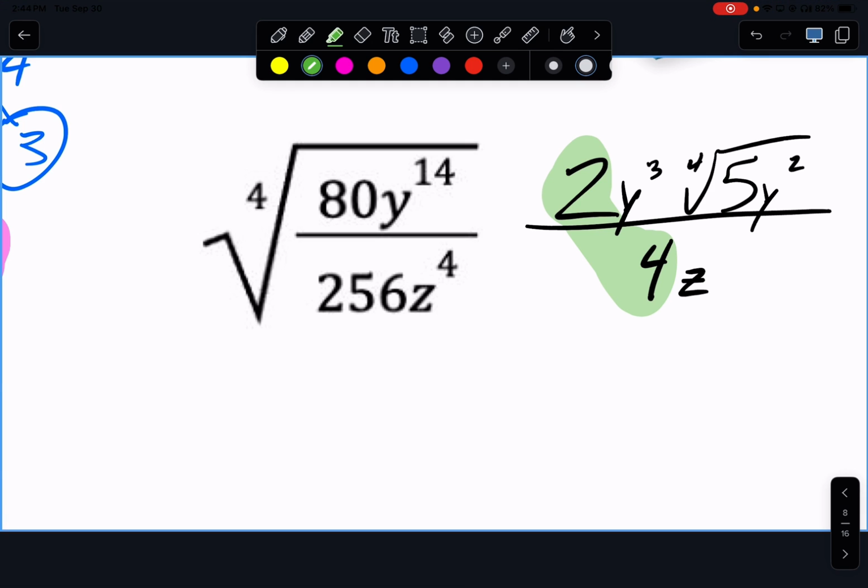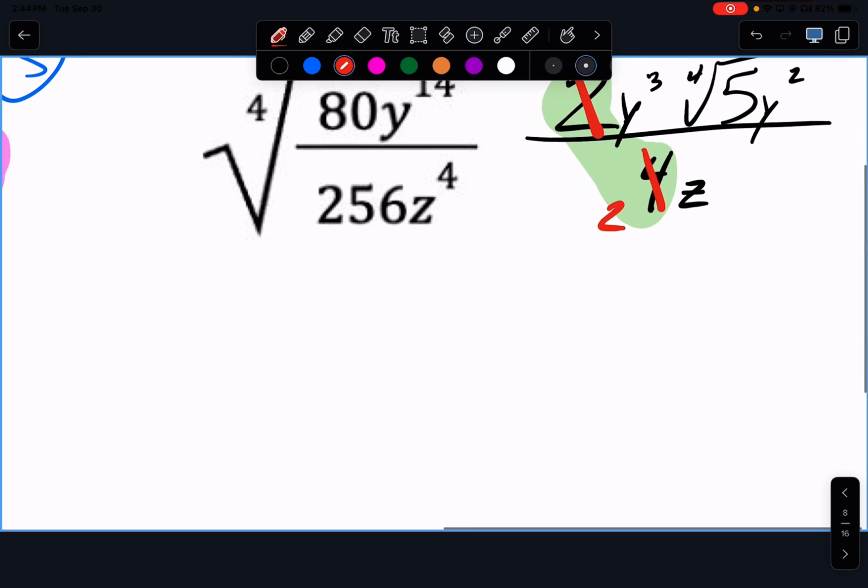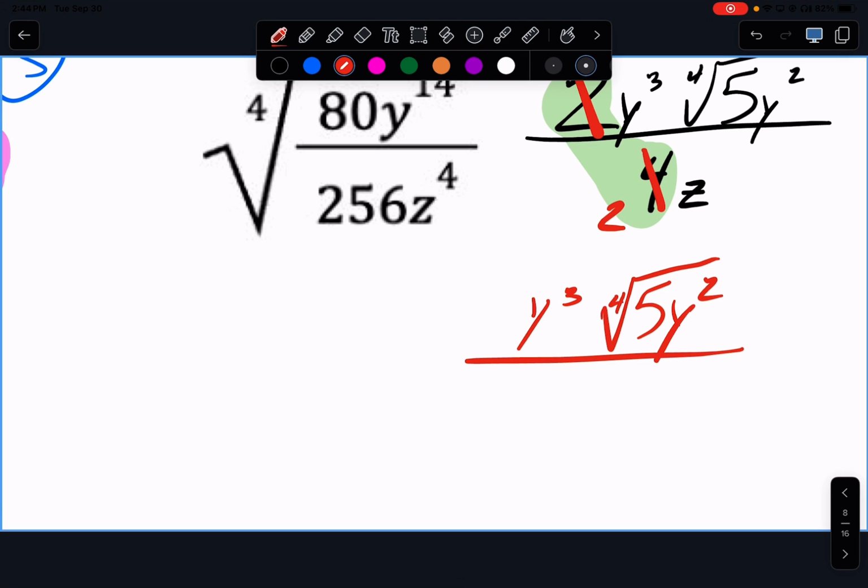That's 2 over 4, right? 2 over 4 can be simplified to what? 1/2. I divide this by 2, it turns into a 1. Divide this by 2, it turns into a 2. So my final answer is y cubed times the 4th root of 5y squared over 2z.